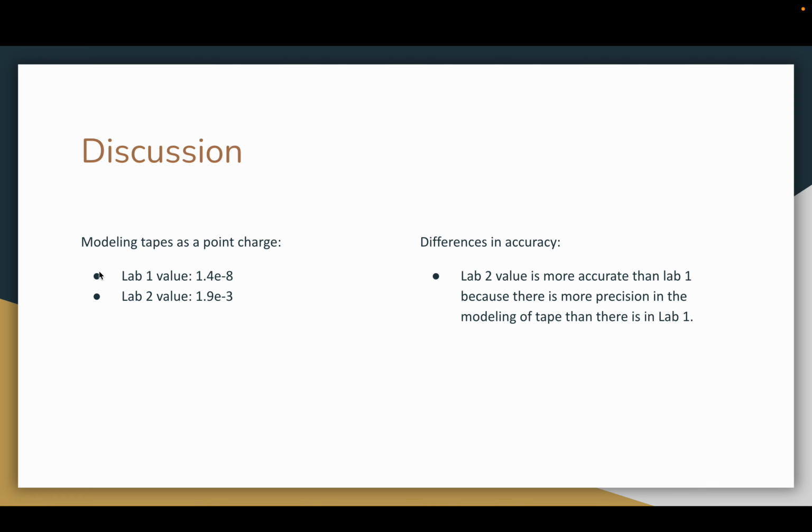And then modeling tapes as a point charge, which is what we did in lab 1, just results in much less precise values because we're not as accurately representing the charge that's being spread over the tape. We're just using one single point charge. So that's why, when we're discussing the differences in accuracy, I would say lab 2 is more accurate than lab 1, because there's more precision in the modeling of the tape in lab 2, because we're representing that charge as a strip of charge instead of just a single point charge.